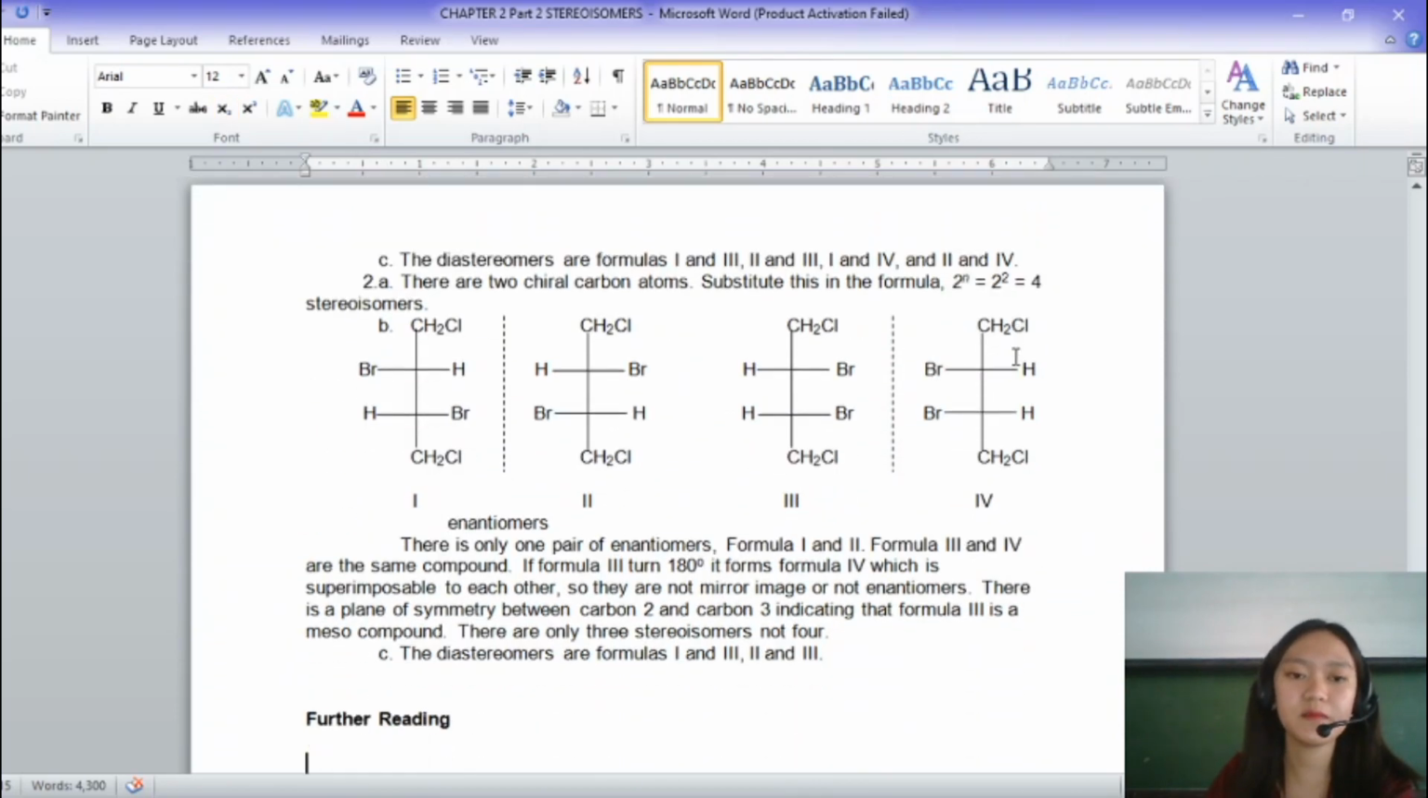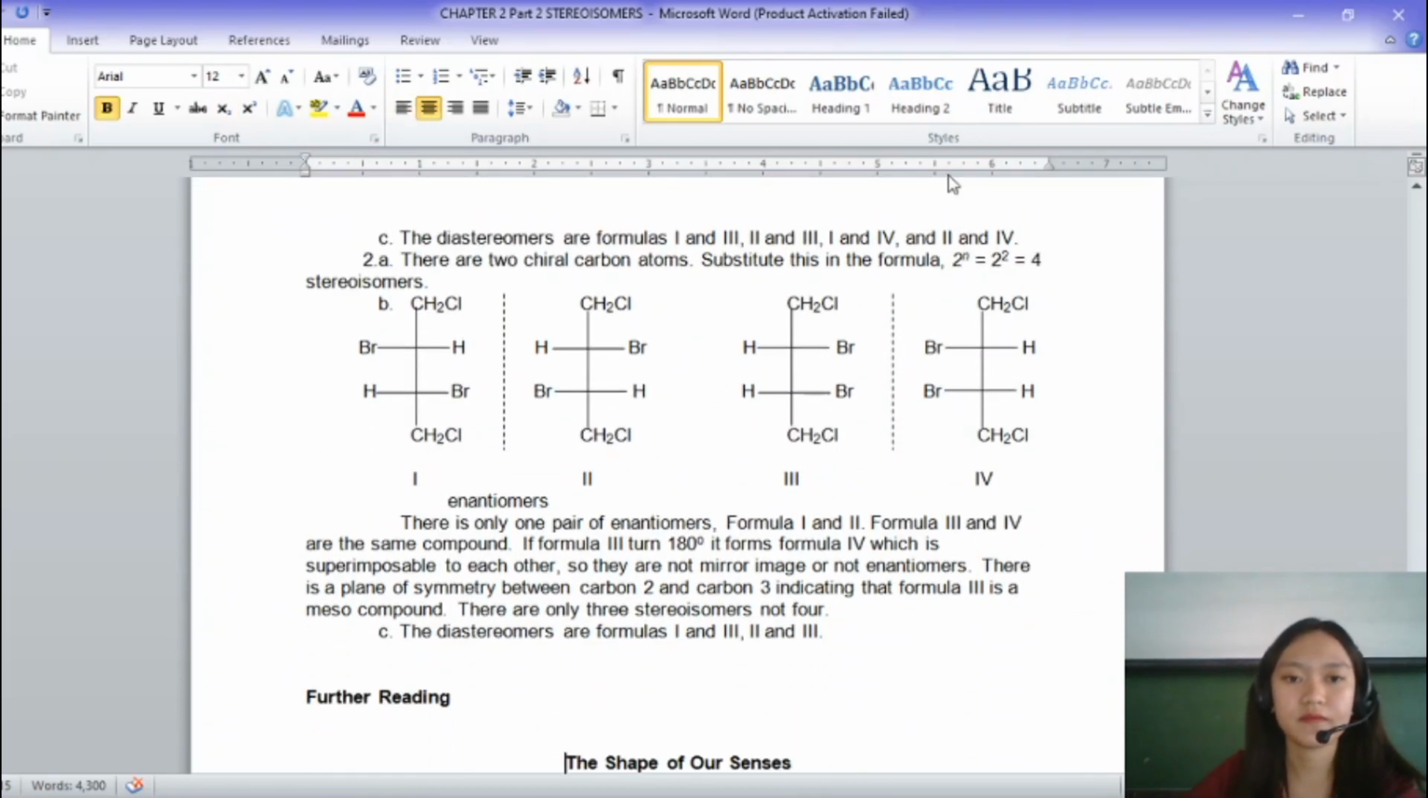So, second example, there are 2 chiral carbon atoms. So, possible din na number of stereoisomers is 4. So, first answer yan. So, draw the 2 original structures and then sunod ang mirror images. So, now, if the structure number 2 i-rotate mo into 180 degree, hindi siya magko-coincide with structure number 1, so it is a pair of enantiomers.